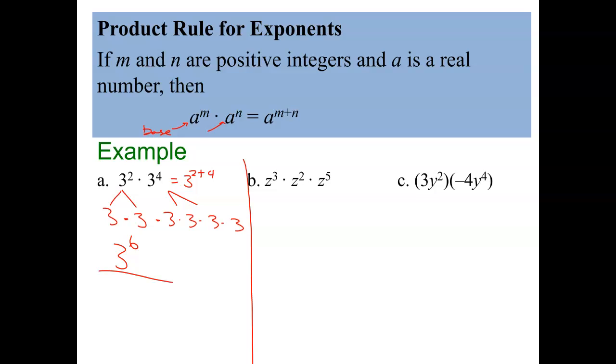So on B, do all of those have the same base? Yes. So I can just add my exponents together. So Z, 3 plus 2 plus 5 equals Z to the 10.